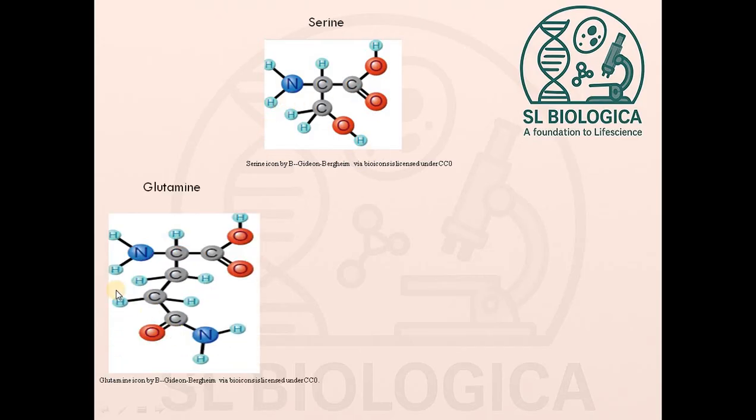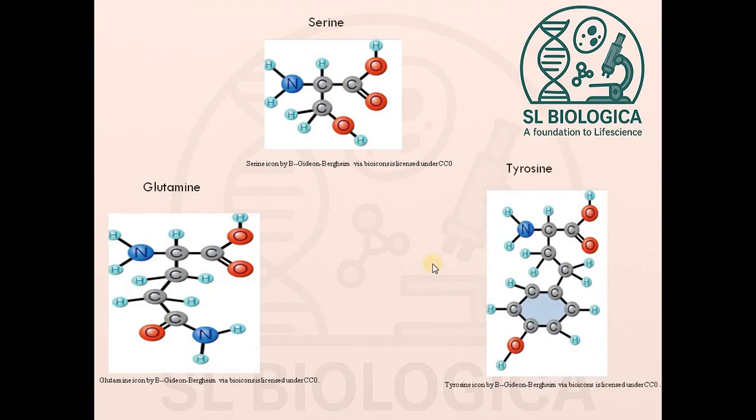Again, glutamine contains an amino group. Then tyrosine also possesses a hydroxyl group. So these three amino acids will participate in hydrogen bonding.